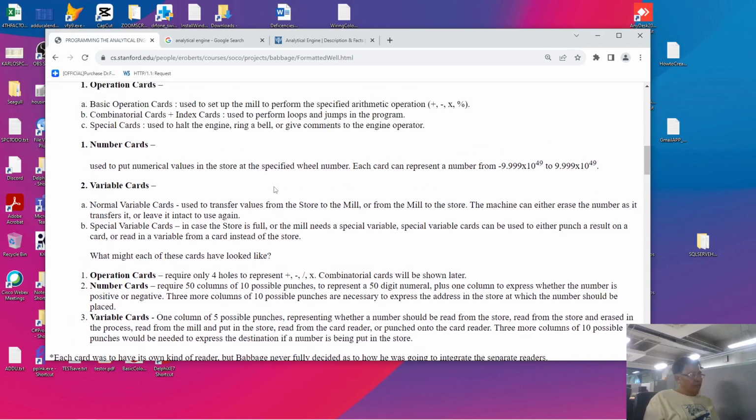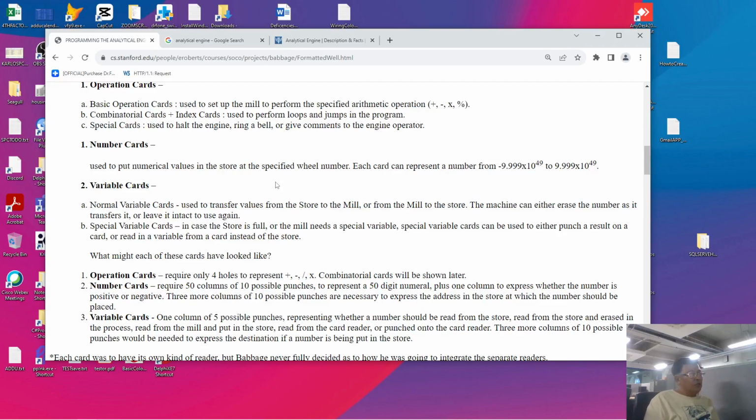Variable cards are data transfer cards. They are used to fetch values from the store into the mill. Normal variable cards are used to transfer from the store to the mill or vice versa. The machine can either erase the number during a destructive read or let it remain as it is, an indestructive retrieve.